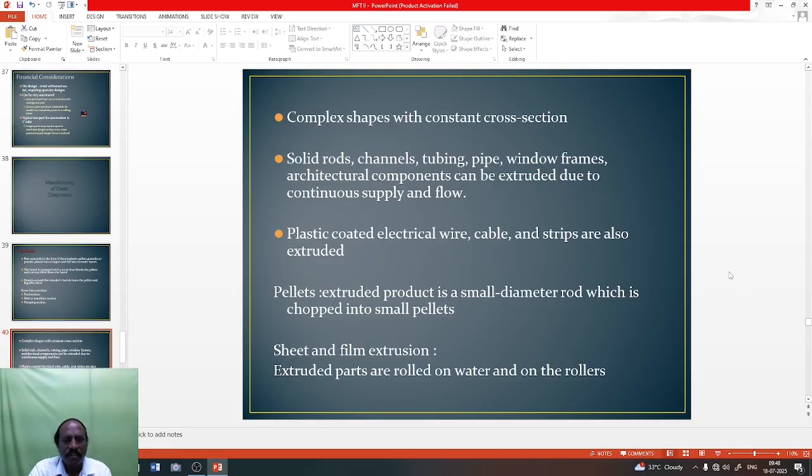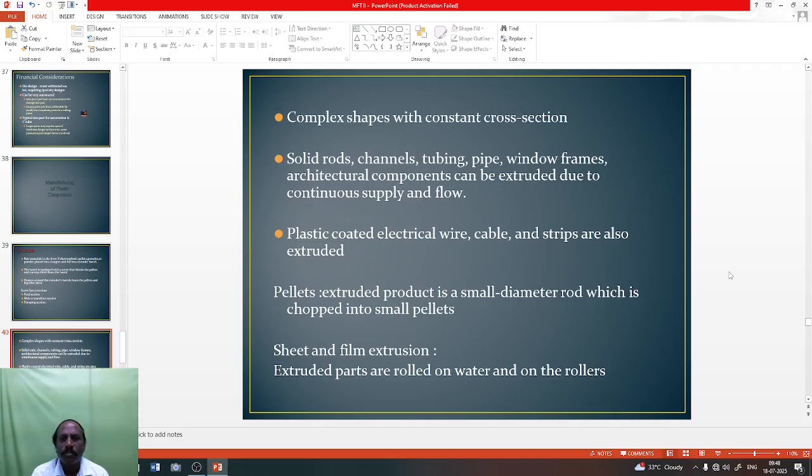Complex shapes with constant cross sections. So you can make these complex shapes with constant cross sections. Solid rods, channels, tubing, pipe, window frames, and architectural components can be extruded due to continuous supply and flow. Plastic coated electrical wires, cables, and strips are also extruded. So these are some of the applications of this.